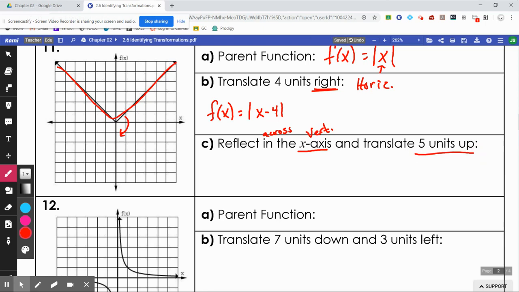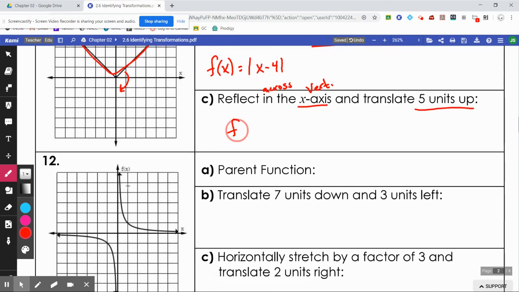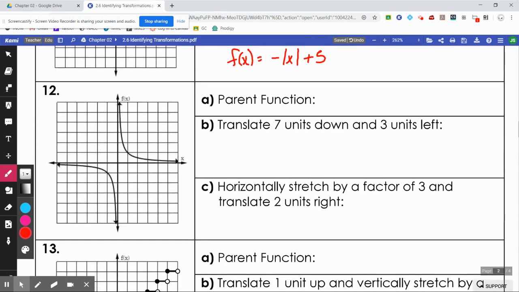Then we're going to move it 5 units up. So let's take our original parent function, absolute value of x, and to flip it vertically, don't apply it to the x, but apply it on the outside. And then to move it 5 units up, again, up and down will be on the outside, so that would be your new function.